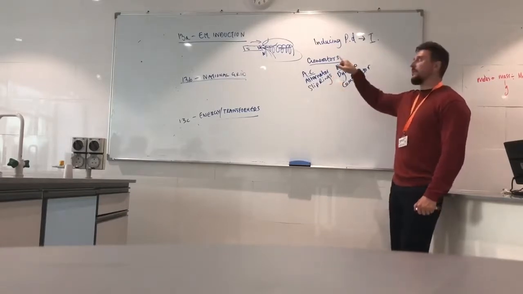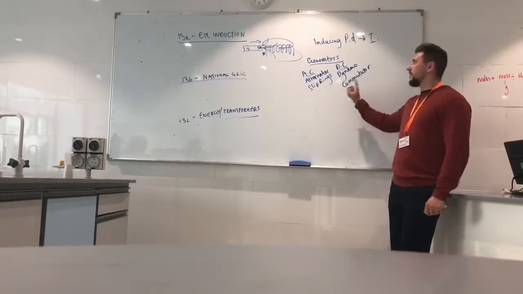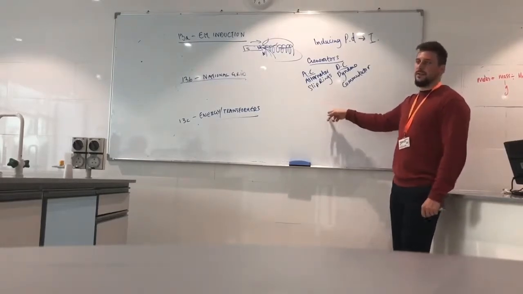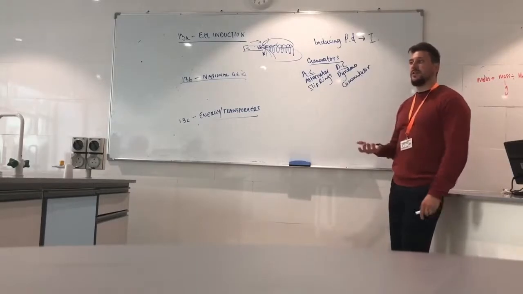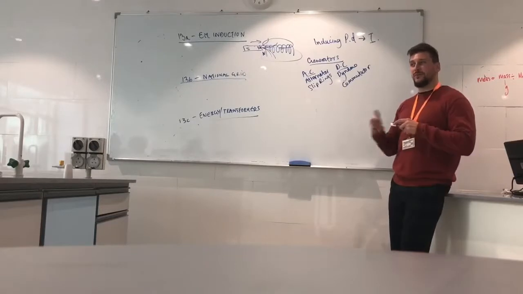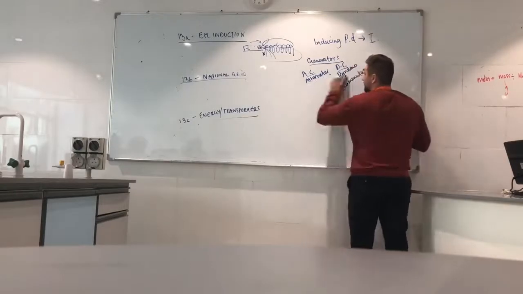A generator uses EM induction where current is produced. That's the microphone. Which type of generator is most like a microphone? AC. Okay? Because it produces AC current. A microphone doesn't use slip rings and a rotating coil, it just has a coil moving forwards and backwards around a fixed magnet. Okay? 13B is the national grid.